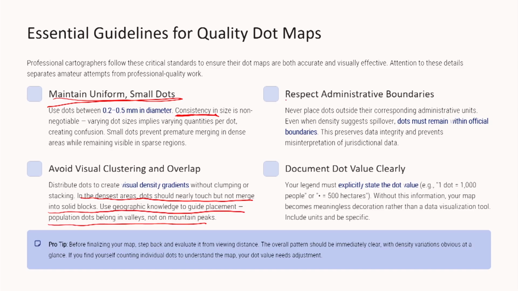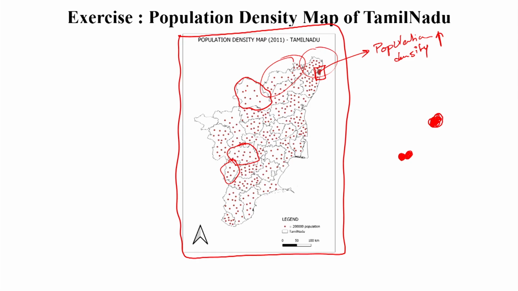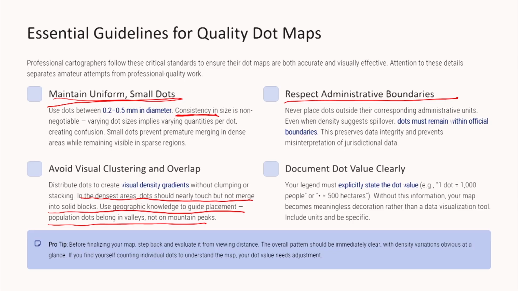Next, respect administrative boundaries. Values shouldn't be touching the administrative boundaries, or we shouldn't be placing the dots on top of the administrative boundary or outside it. So, if there are 9 dots to be placed in Kanyakumari, we will place all the 9 dots within Kanyakumari. We won't be placing anything on top of the administrative boundary or beyond the boundary lines. The value should be lying within the administrative boundary lines.